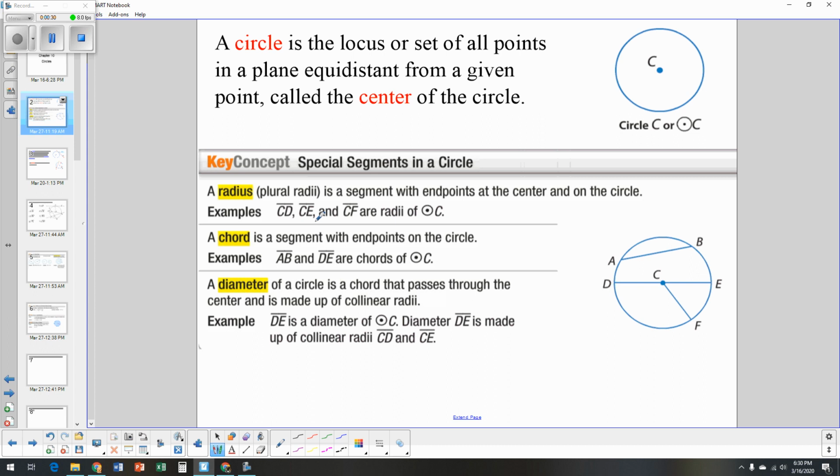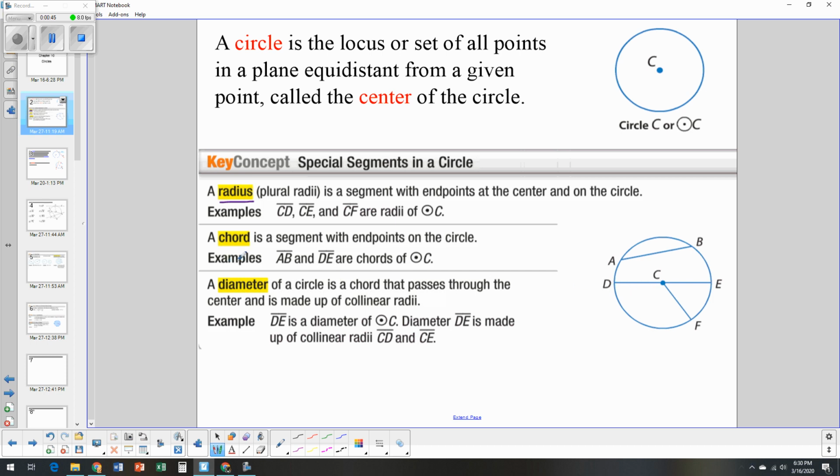Then we have some special segments in a circle. So we have the radius, and the radius is anything from the center to the edge. So the endpoints are the center and a point on the circle. So CD and CE would both be radii.